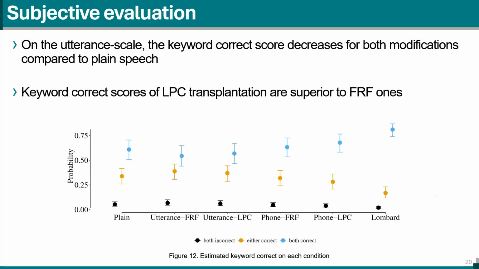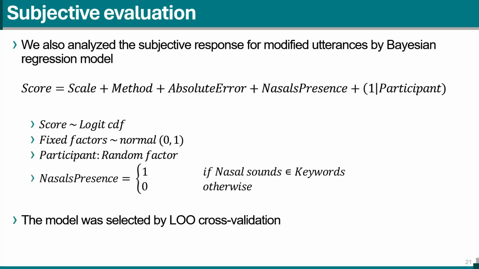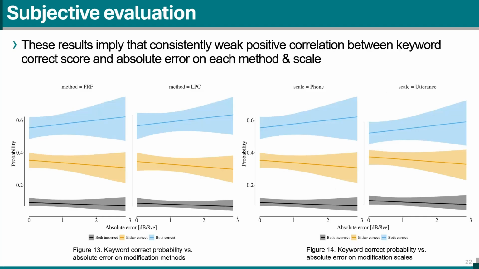The result says that on the utterance scale, the keyword correct score decreases for both modifications compared to plain speech, and LPC transplantation is superior to FRF on keyword correct gains. We also analyze the subjective response for modified utterances by BRMS. These results imply a consistently weak positive correlation between keyword correct score and absolute error on each method and scale.